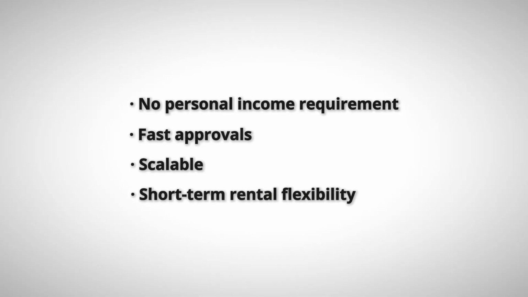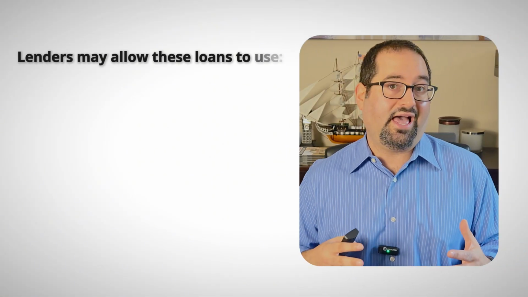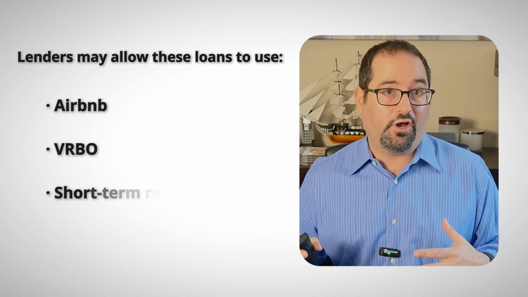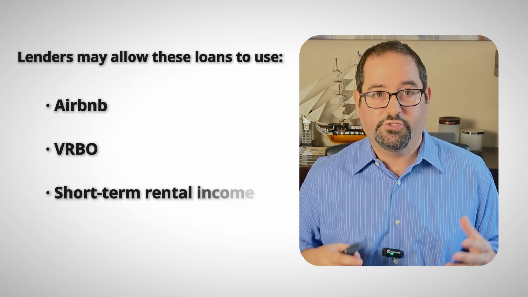Short-term rental flexibility. Lenders sometimes allow these loans to use the Airbnb, VRBO, or short-term rental income to qualify the property. This can be substantially more than a long-term or mid-term rental, so there's a big advantage to using the short-term rental calculation. LLC friendly. Many DSCR loans allow you to buy under a business entity, which can protect your personal assets. If you're focused on scaling quickly or maintaining financial privacy, this type of loan will check all the boxes.